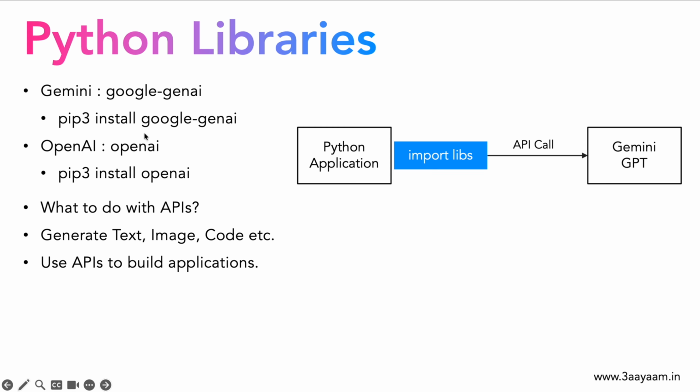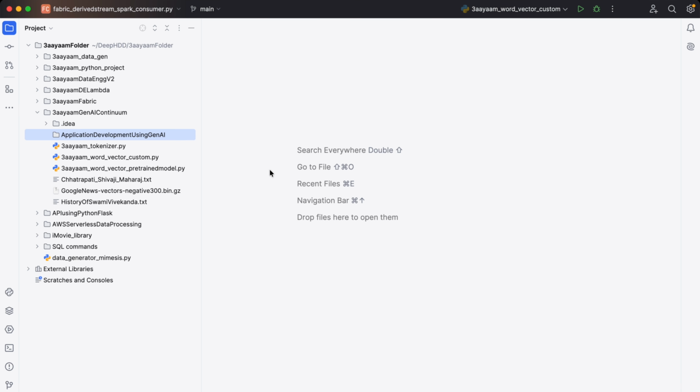Now, when I say libraries, remember that it is synonymous to SDKs, or it is synonymous to modules, or you can think of it as API library also. And this is my PyCharm environment. You have already seen this in my earlier sections of this course. I have created a new folder named Application Development using GenAI. I'll be creating multiple folders as we proceed.